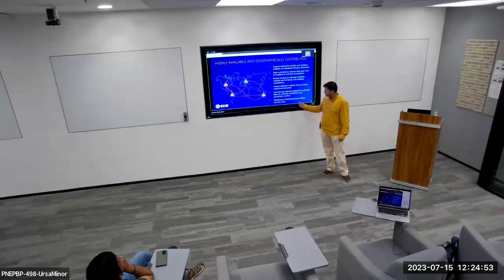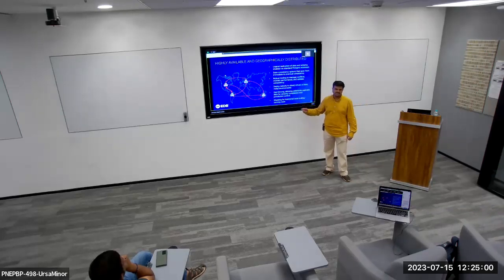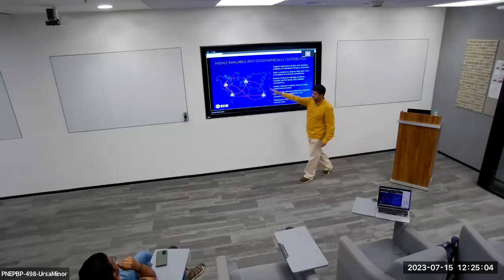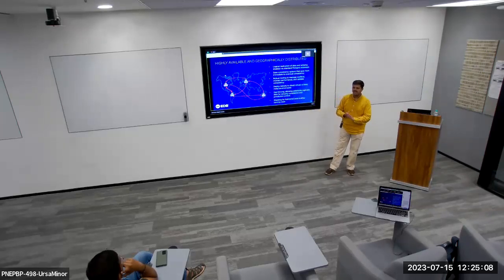And the next thing that we are developing, which should be available towards the end of the year, is sharding, a feature which will allow you to distribute the data across the geographies, or at least across the servers.